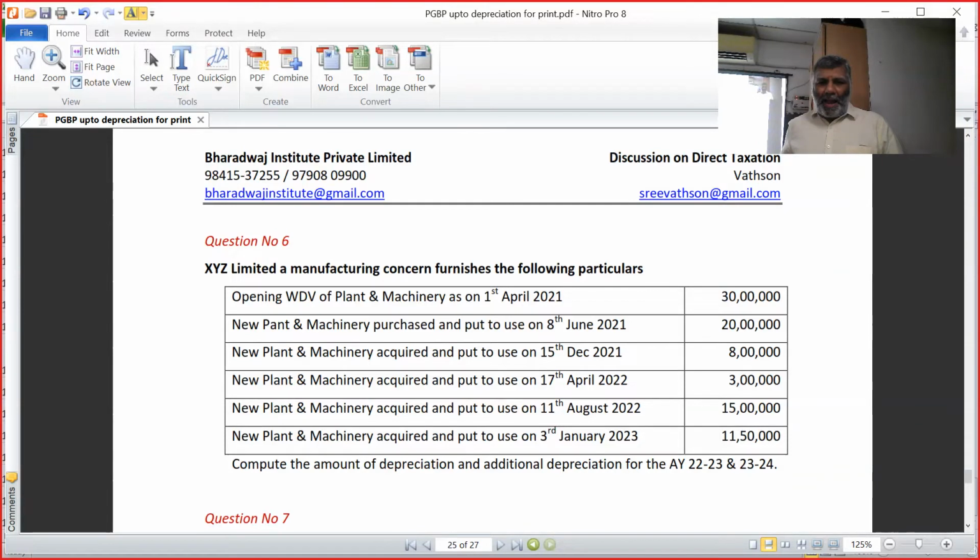XYZ Limited, a manufacturing concern, furnishes the following: opening WDV, new plant and machinery on 8th June, 15th December, then closing, 17th April, 11th August, 3rd January. Compute the amount of depreciation and additional depreciation. Go ahead with the question.